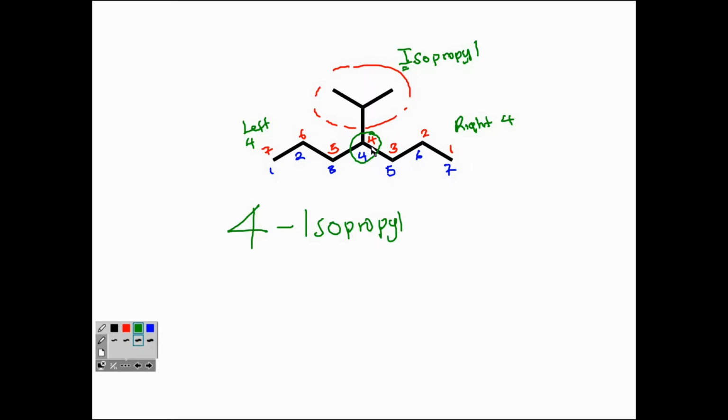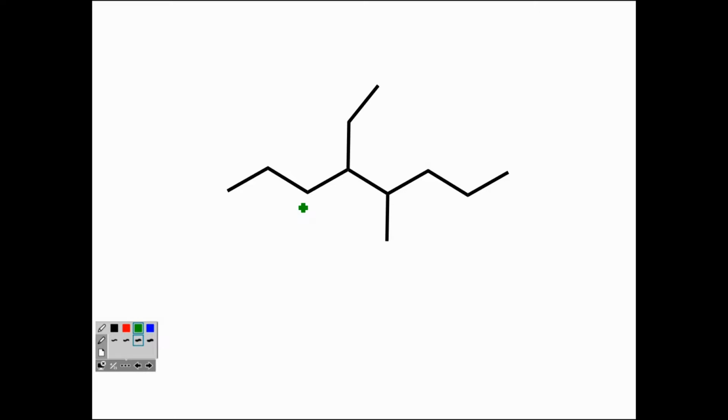So the isopropyl is on the 4th carbon, so the name's going to be 4-isopropyl, and then we have the longest chain having 7 carbons. There's no double bonds, all single bonds, so it's an alkane. So it's going to be hept for the alk part, and a-n-e to define that it's an alkane. So this compound here is 4-isopropylheptane. Okay. So let's name the next one.